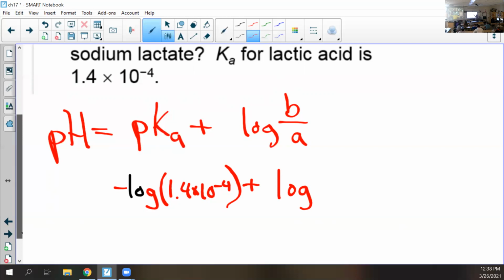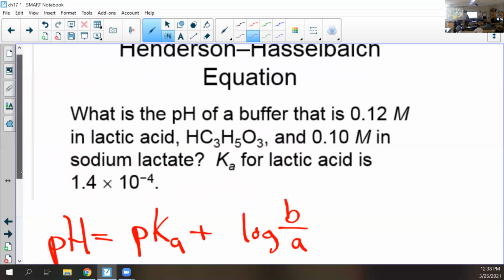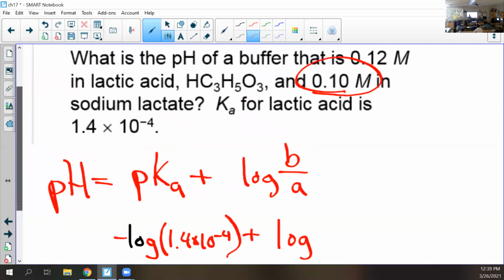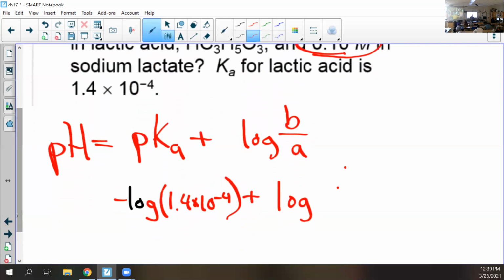Okay, what's the base? It's the thing that doesn't say acid, right? So it's the sodium lactate. So I come up here and it said that that was 0.1 molar, right? And the other one is 0.12. So make sure I put them in the right spot. So I had 0.10. I didn't need the zero, but whatever. Or 0.12. I kept that in the right order, correct? Yeah. Okay, then I just do math.